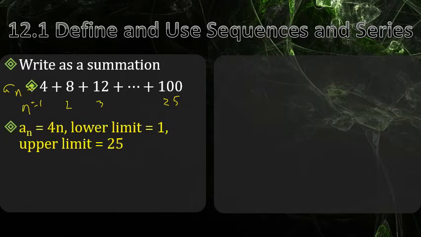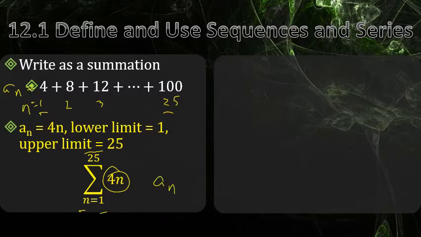I'm taking the n's and I'm multiplying by 4. Lower limit is 1, upper limit is 25. So it looks like this. We have the sigma, choose some variable. I chose n. Our lower limit is 1, upper limit is 25, and our rule for our nth term, which is 4n. I'm just multiplying the value of n by 4 to get the a_n.